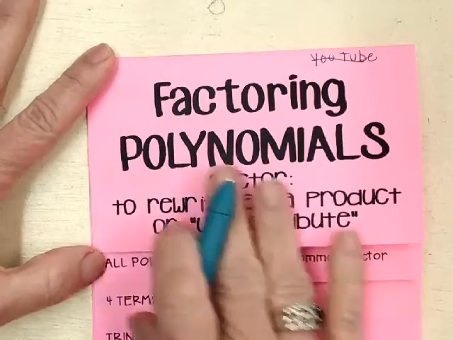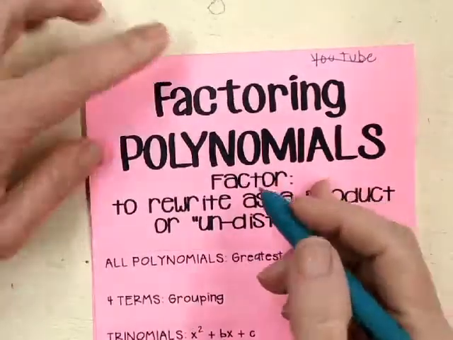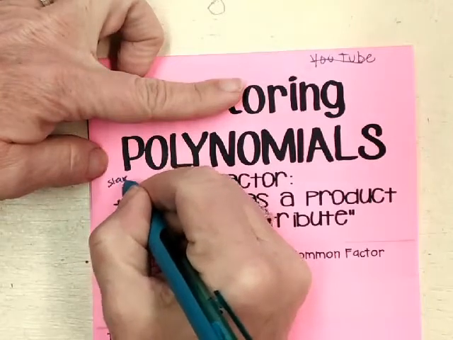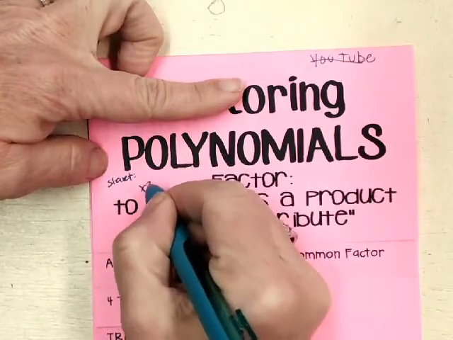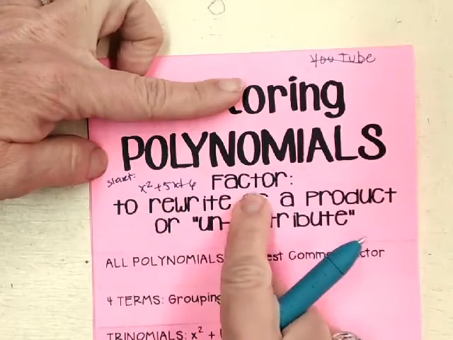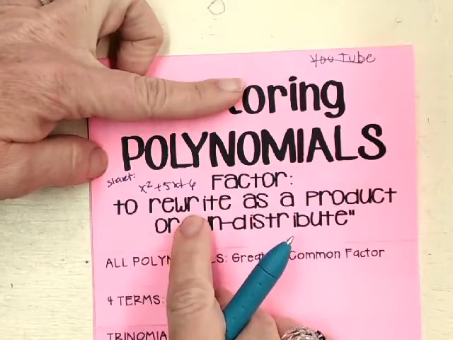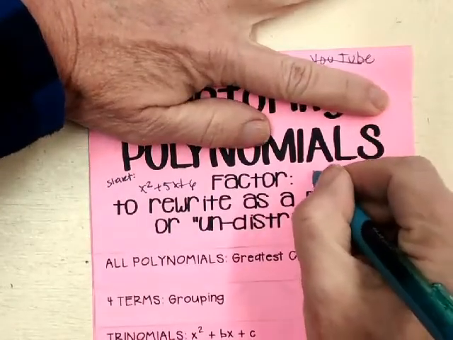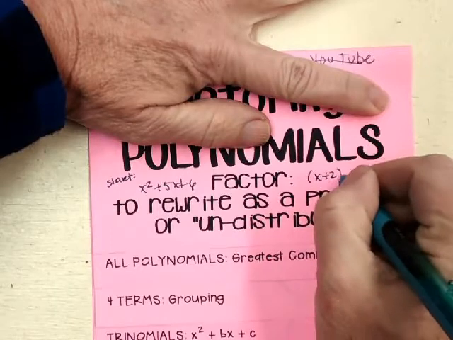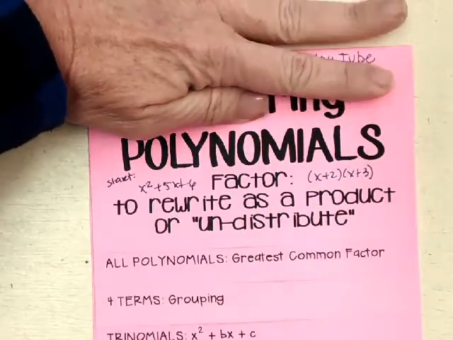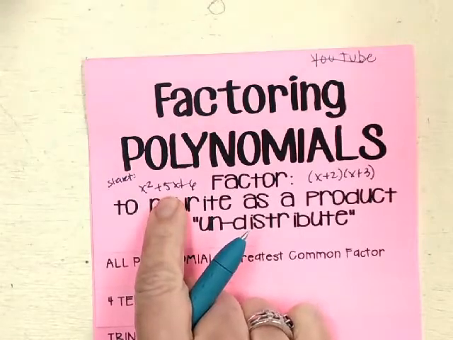So factoring a polynomial, all that means is that you're going to take something that looks like this. You're going to start with something that looks like this, x squared plus 5x plus 6, and you're going to factor it, or you're going to rewrite it as a product so that it looks like this. So I just took a polynomial, a 3-term polynomial, a trinomial.